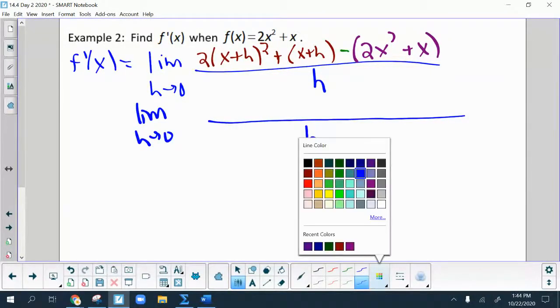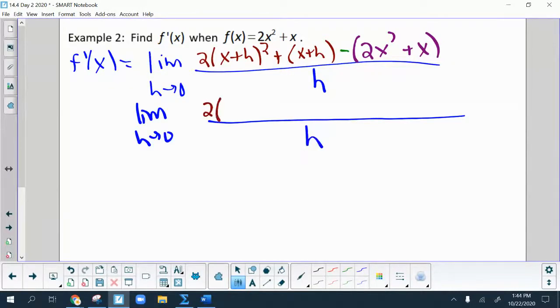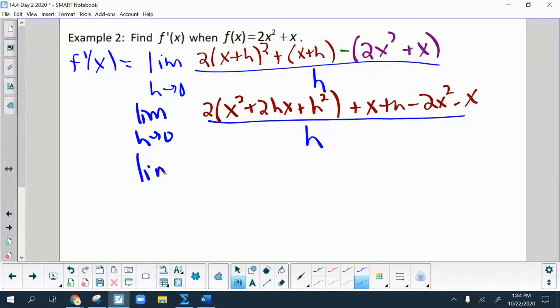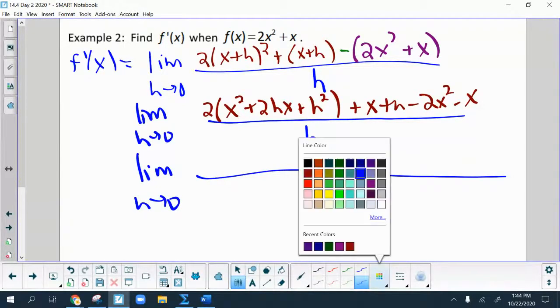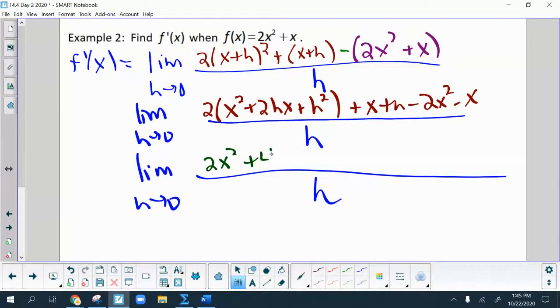And now we have to do some careful algebra. So this is 2 times x squared plus 2hx plus h squared plus x plus h minus 2x squared minus x. So I also distributed that negative there. All right, this becomes 2x squared plus 4hx plus 2h squared plus x plus h minus 2x squared minus x.